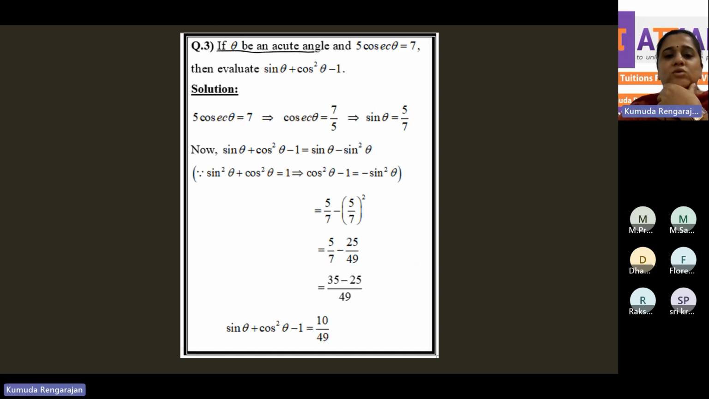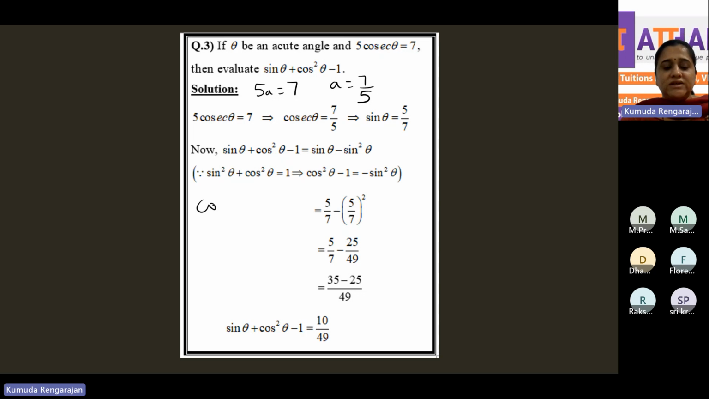If theta be an acute angle and 5 cosecant theta is equal to 7. So see, if 5 cosecant theta is 7, that means cosecant theta is equal to 7 by 5. It's like 5a is equal to 7, so a is equal to 7 by 5. Similarly, 5 cosecant theta meaning 5 into cosecant theta.